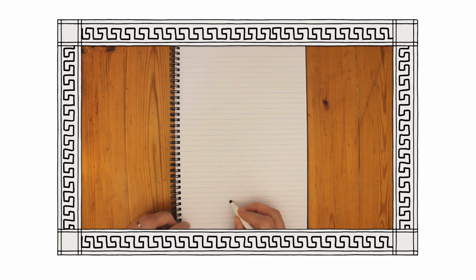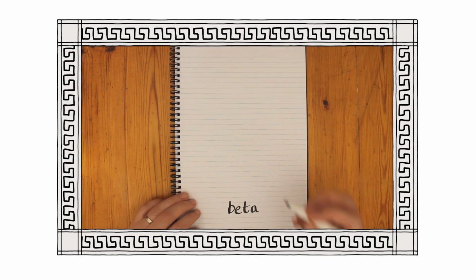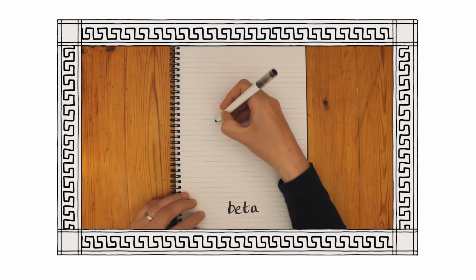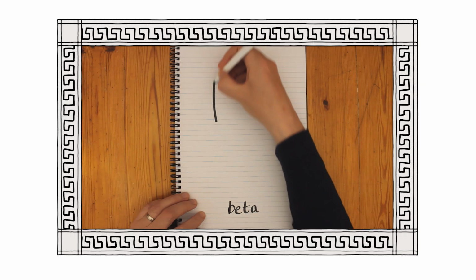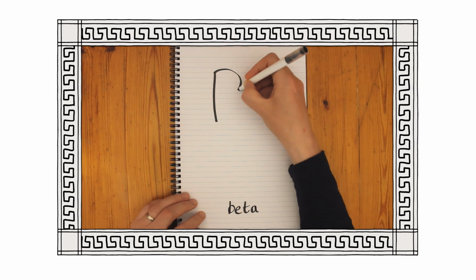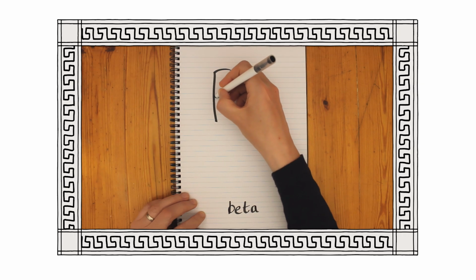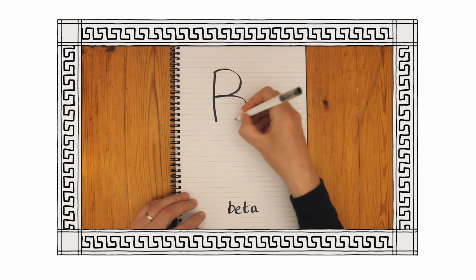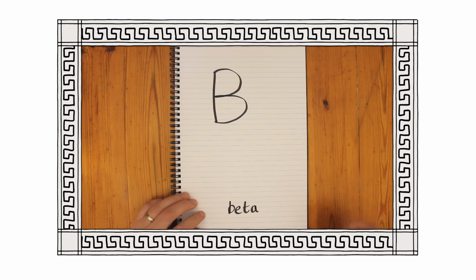Beta for the B sound. The uppercase beta is just like our uppercase B. A vertical line from bottom left to top left, then out to the right and back left through the middle to the vertical line, then out to the right and back to the left once more, meeting at the bottom.